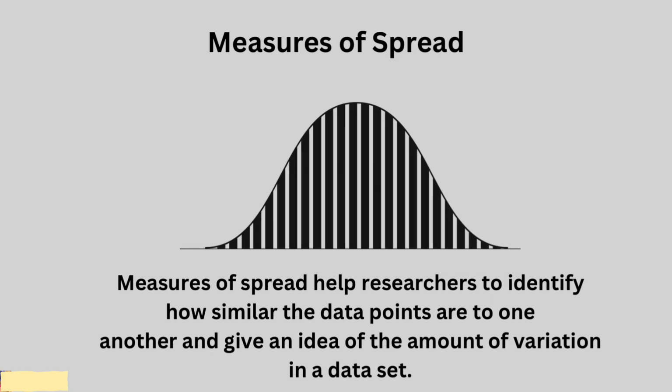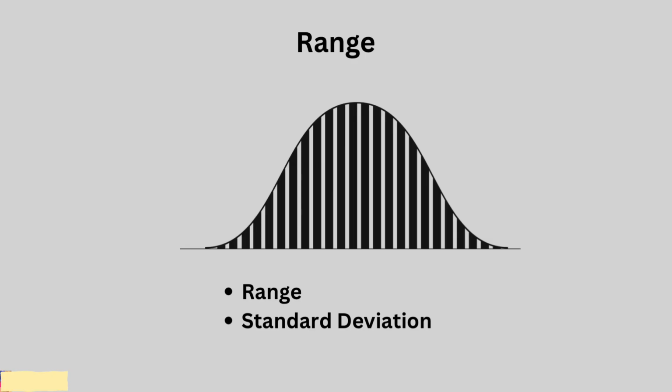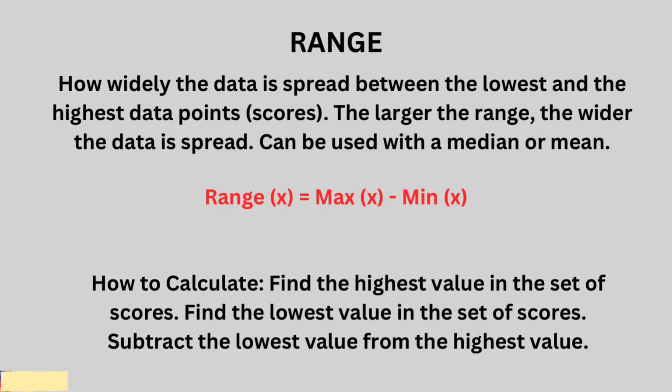Now there are various measures of spread and the two that you need to know are the range and the standard deviation. So the first is the range. The range tells us how widely the data is spread between the lowest and the highest data points.